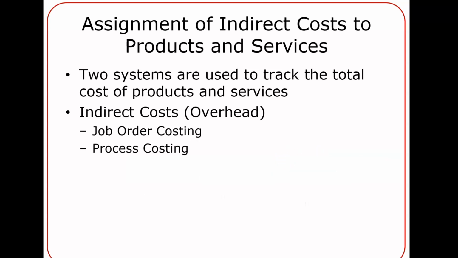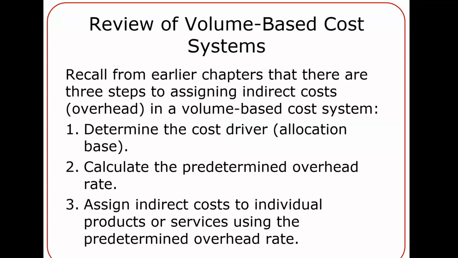So we use two systems to track the total cost of products and services. Mostly it's just an indirect cost that has two systems: the job order costing system and the process costing system. We did job order costing in chapter 2, and chapter 3 is process costing, which we're not going to cover. We're going to skip right into chapter 4, which is ABC, or activity-based costing.